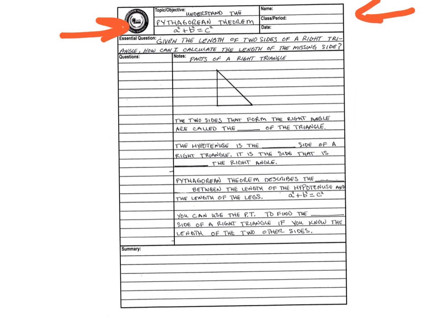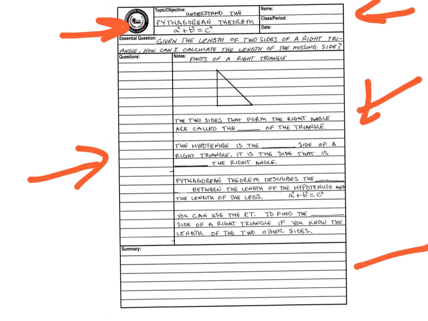Over here is information on you that I want you to fill out. Then they have the essential question in this section right here. And then you have a place for the notes, and then you also have a place for questions. Down here is the summary. So this is the format I'm going to want you to use for most of the times that you're taking notes, and that way just keep that in mind for the future.